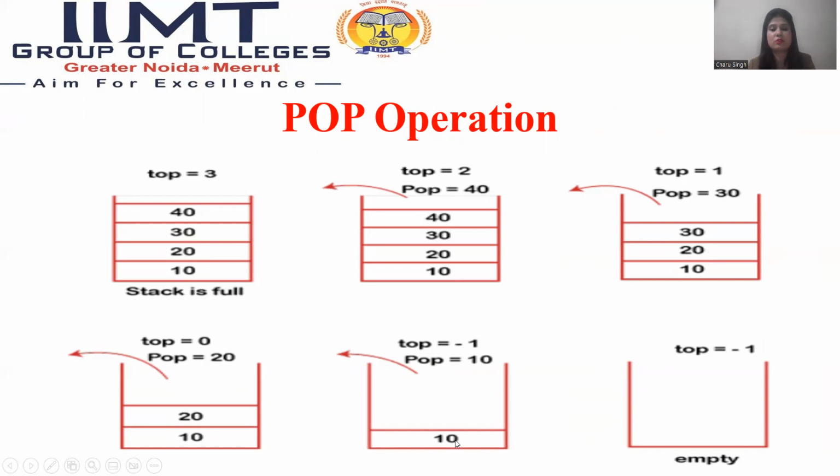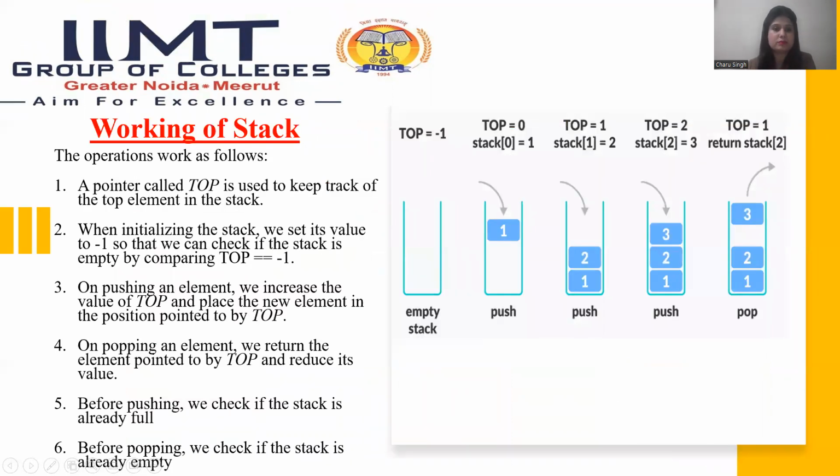Again, if I perform another pop operation, the top will be minus 1 and we delete the element 10. And if I try to pop another element from my empty stack, then the underflow condition occurs, because there is no element in my stack.